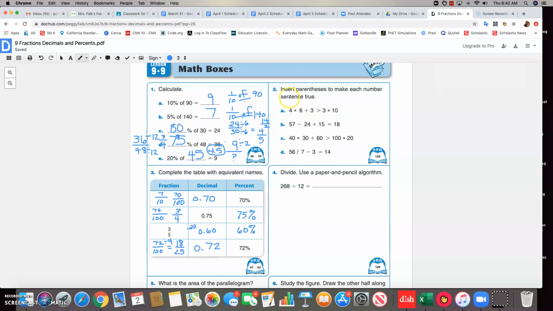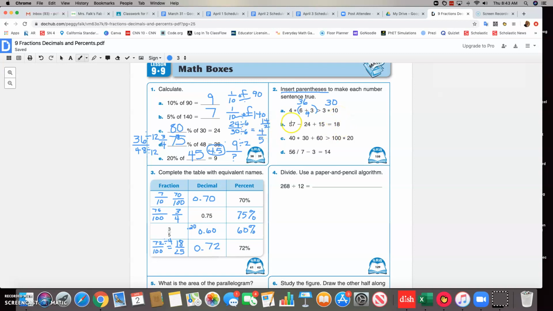Okay, number 2, you had to insert the parentheses to make it a true statement. Well, I know this over here is 30, 3 times 10. So I have to make this greater than 30. If I put parentheses here, that's 24 plus 3, which would be 27. Is that greater than 30? Nope. So I know I'm going to have to do this. 4 times 9 is 36. 36 is greater than 30, so that is the answer.